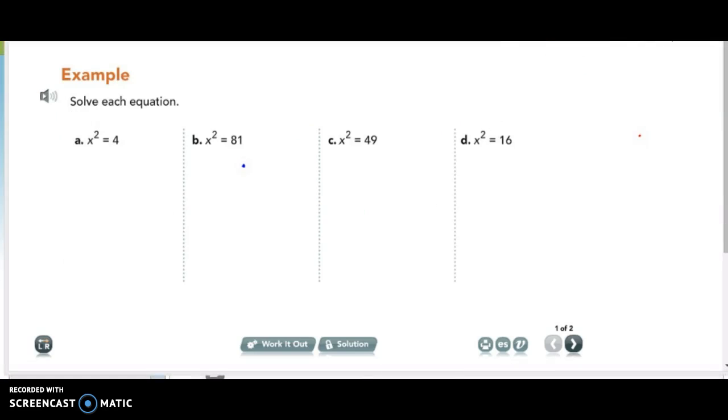Okay, at the very top of your paper or off on the side, I want you to go ahead and fill in what each of your squares are. So we have 1 squared is going to be 1. 2 squared is going to be 4. 3 squared is going to be 9, because remember it's 3 times 3. 4 squared is 4 times 4. 5 squared is 25. 6 squared is 36. Go ahead and fill those in all the way across up to 12, please.